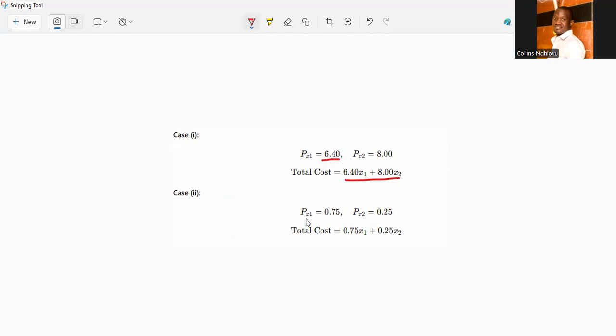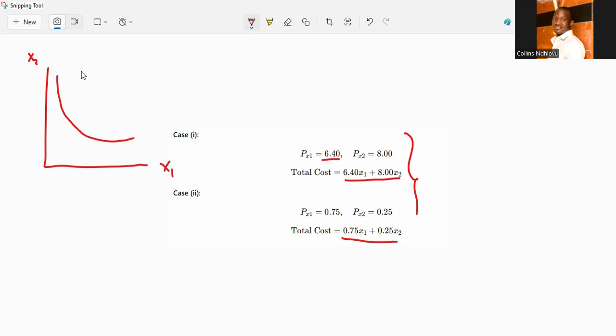In our second case, PX1 is 0.75 and PX2 is 0.25. So the total cost here will be 0.75 X1 plus 0.25 X2. We have these two cost functions. Assuming this is our X1 and this is our X2, we want to know which combination will give us the lowest cost possible of our total cost if we combine them.